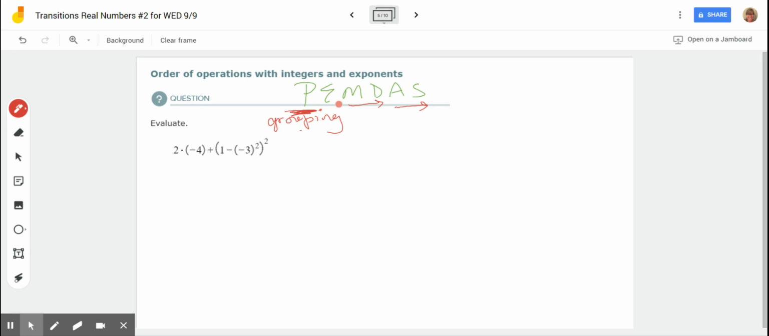You can't just do it randomly. It has to be left to right as you encounter it. And addition and subtraction as you encounter it. That's the last.